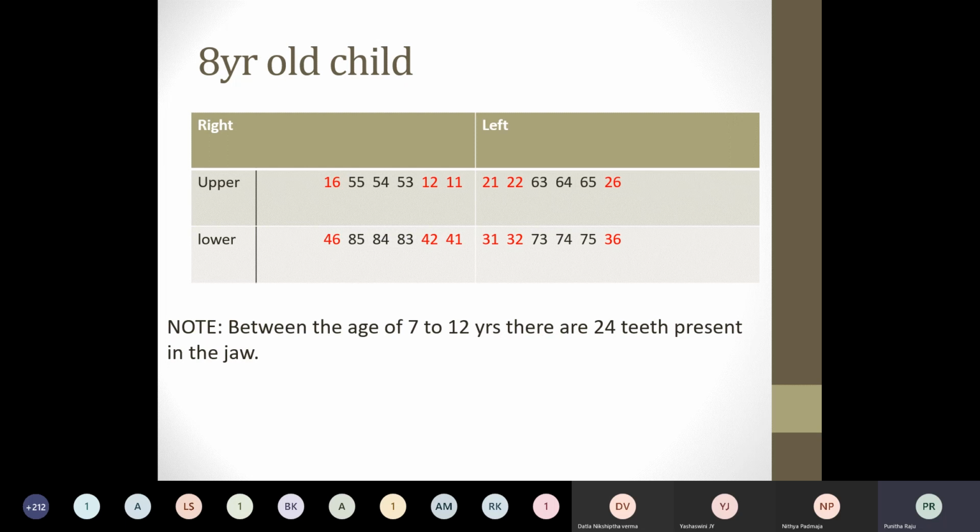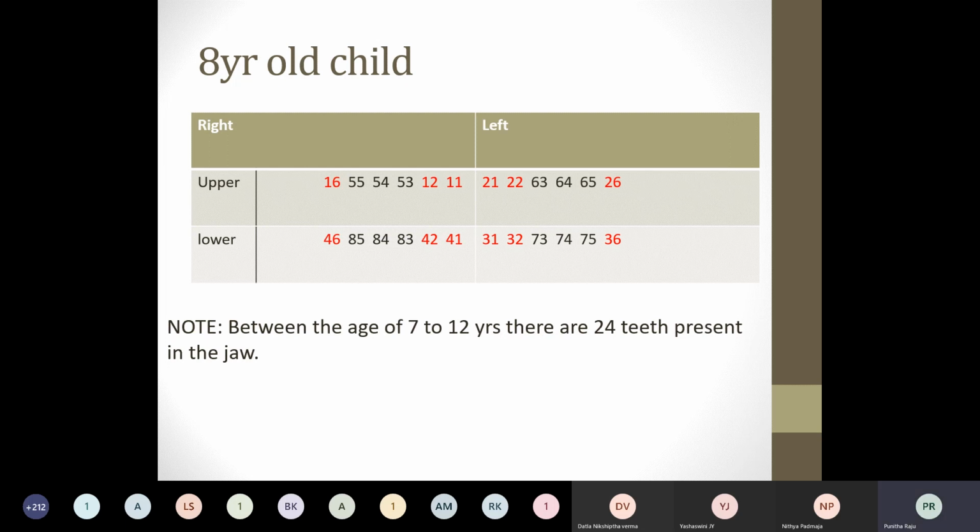For 10 years, you're supposed to write that the central incisor is permanent, the lateral incisor is also permanent, and again the canine will be temporary. And premolar 1 and 2 will be permanent, and molar 1 will be permanent. So you're supposed to write the relevant numbers which are assigned for that.